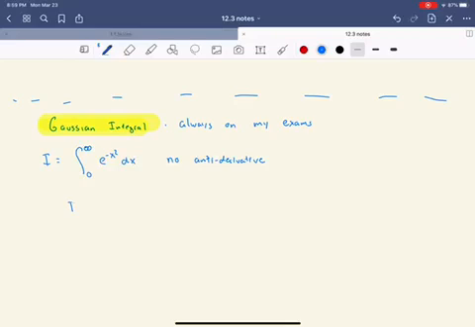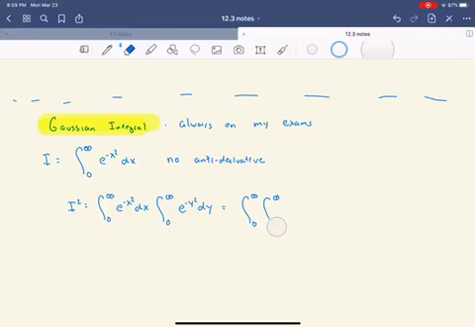How? We're going to take I squared, which is the integral from 0 to infinity of e to the negative x squared dx. Again, from 0 to infinity. We're just going to use a different variable. Let's say y, e to the negative y squared dy. And then we're going to put them together.